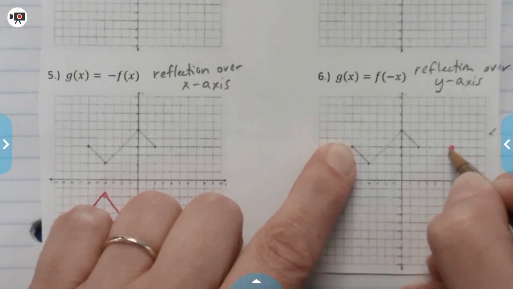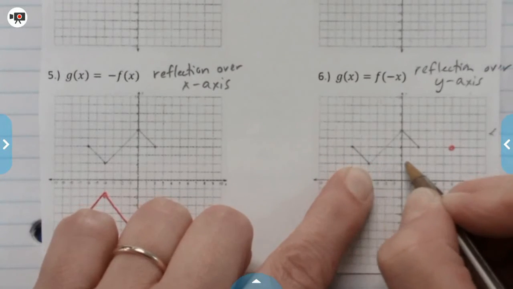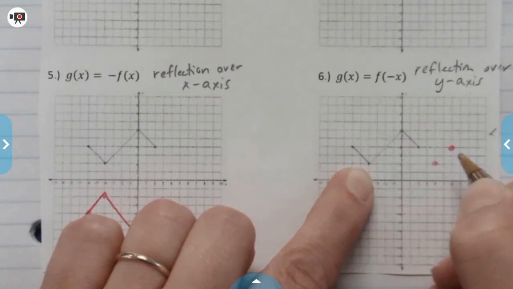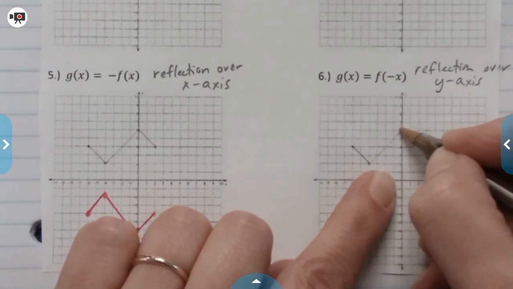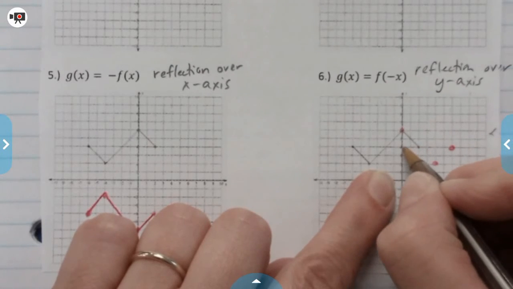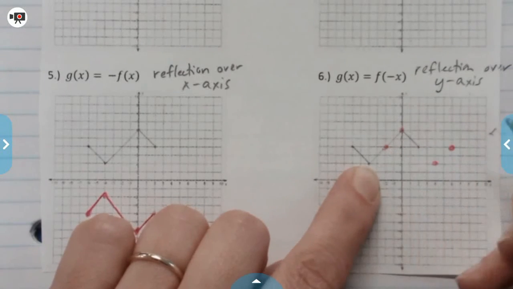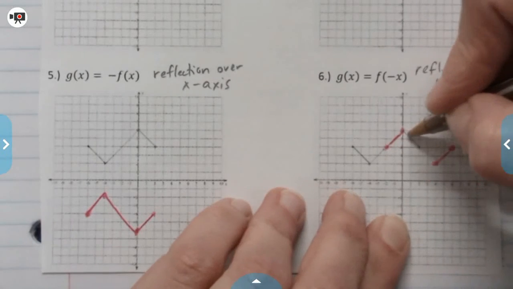And then I'll go down to this point. This point is 4 points to the left. I'm going to make it 4 points to the right. This one is right on the y-axis, so we're going to leave it there. And this last point is 2 points to the right, so I'm going to make a point 2 points to the left. When I reconnect this, it's going to overlap with the original.